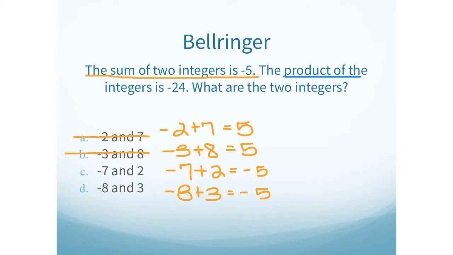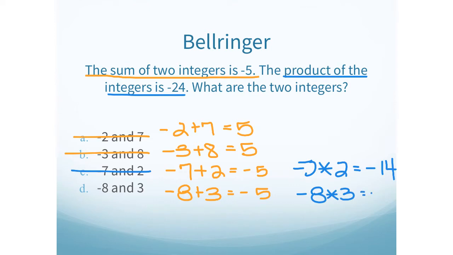We want a product of -24. So starting with C, -7 times 2 is -14. That is incorrect. D, -8 times 3 is the -24 that we're looking for.